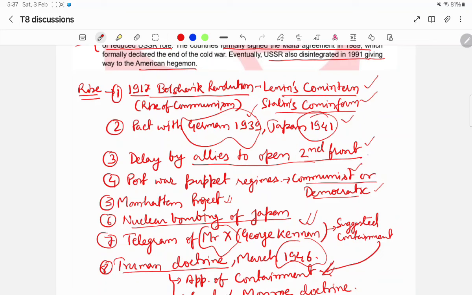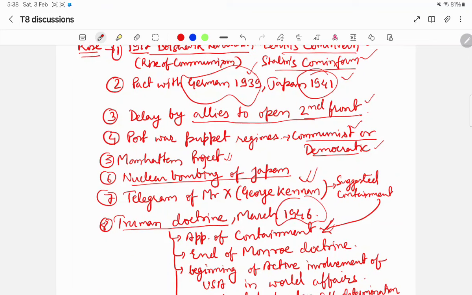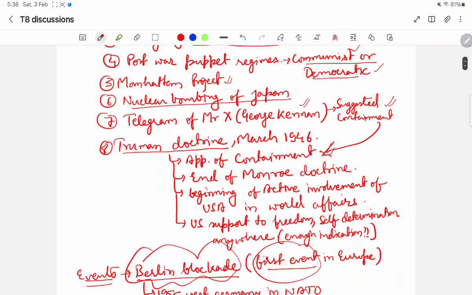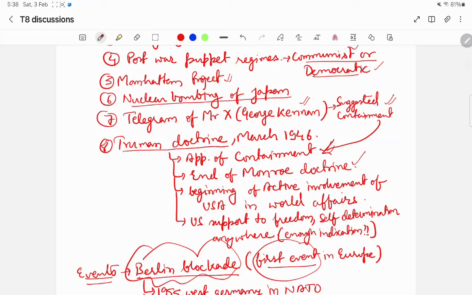Then there was the bombing of Japan, and then Mr. George Kennan, who was the US ambassador to Russia and was Mr. X, sent a telegram to the US that the Russian Soviets were thinking that they were in constant war with the United States, a constant state of war. So he suggested the policy of containment, which was later accepted as the Truman Doctrine in 1946. It was the application of containment and the end of the Monroe Doctrine, and the beginning of active involvement of the Americans in world affairs, and America started supporting freedom and self-determination of people anywhere, everywhere. This was enough indication that there would be guerrilla warfare in the Eastern European countries and the puppet regimes of the Soviets.